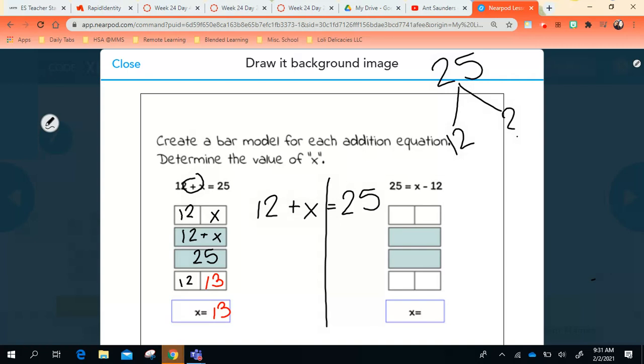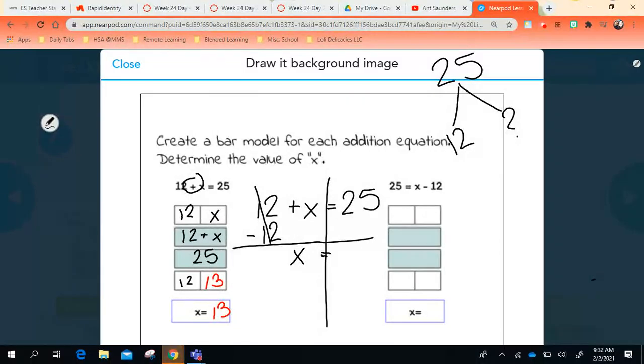Again, we said we have addition. In order to get rid of 12, I have to do the inverse, which is the opposite. So I'm going to do minus 12. What is 12 minus 12? It gives me 0. So I'm going to cross this out. I don't need to write 0 down here. I'm just going to bring down the x.